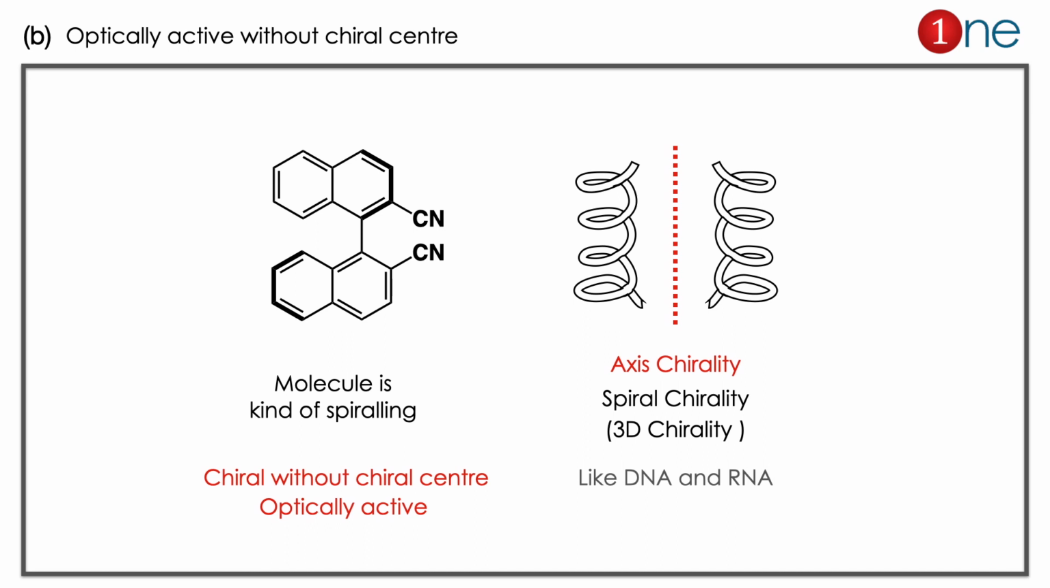Here the concept you have to learn is axial chirality. Axial chirality is a kind of spiral chirality. When the molecule has a DNA kind of architecture, the possibility of axial chirality will come.